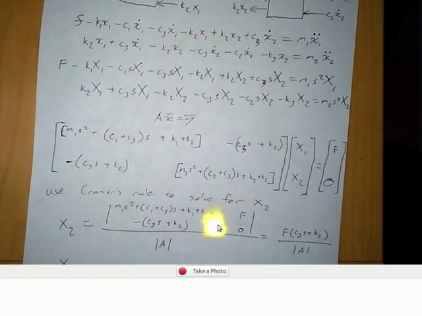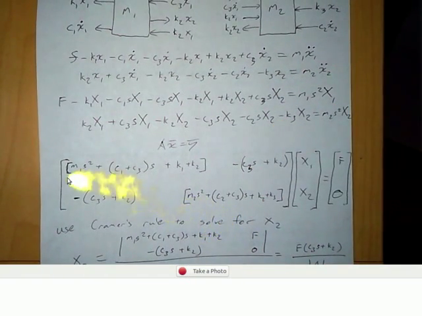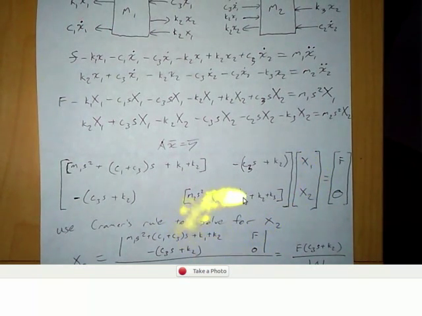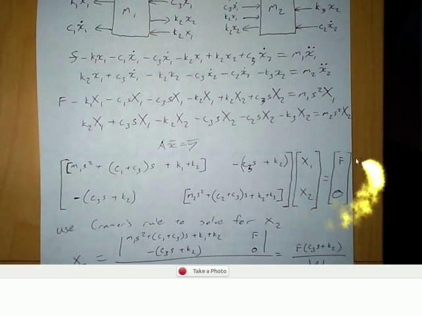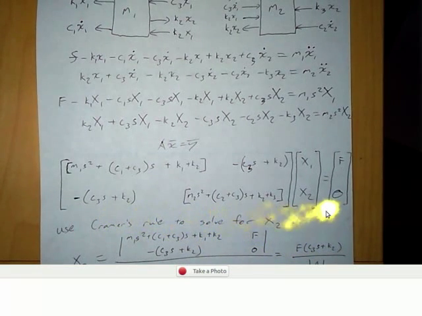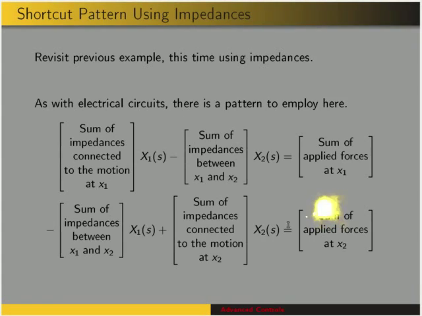And if we look at our equation, here is the sum of the impedances connected to the motion at x1. So the mass 1, its impedance, the two dampers, their impedance, the two springs, their impedance, that's times x1. And then subtracted from that, we have the sum of the impedances shared between, or connecting, x1 and x2. So we have c3 and k2, and that's multiplied by x2. And that's equal to the sum of the applied forces to x1. And then we just do the same thing for this second line here.